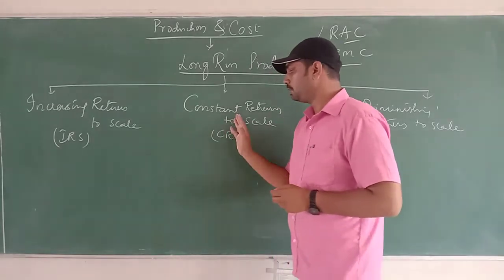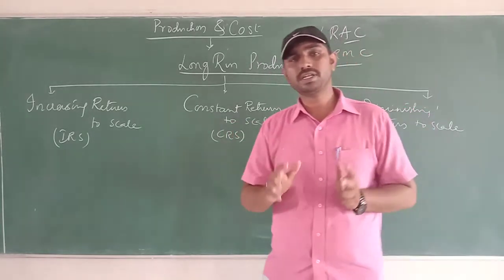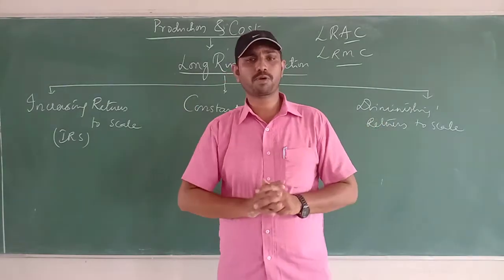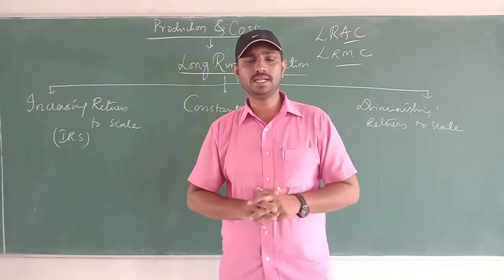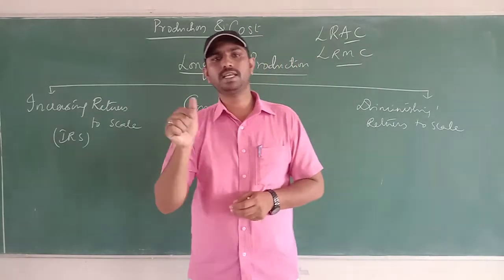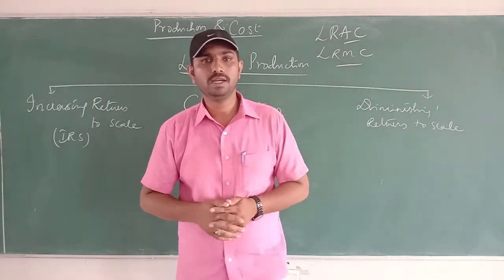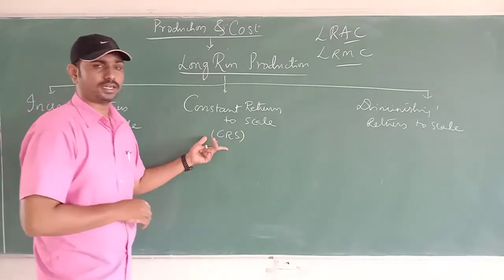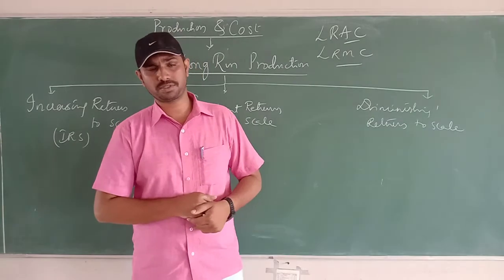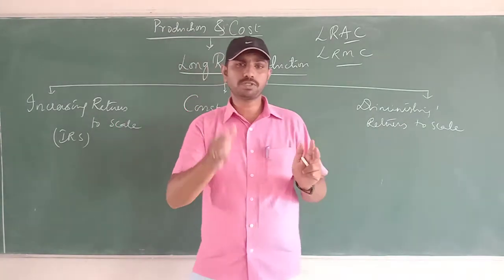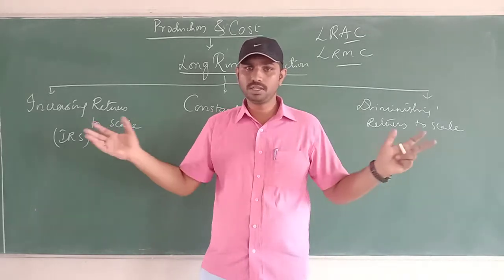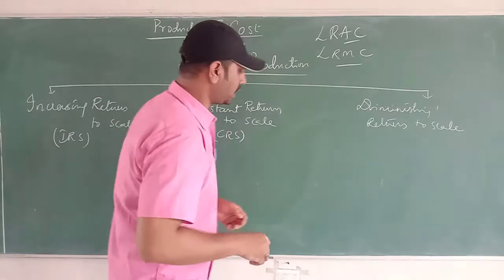Now coming to the next one, constant returns to scale. Constant returns, where the quantity of output remains consistently the same in the production process, is called constant returns to scale. It means the proportionate change in the quantity of output is equal to the proportionate change in the quantity of input. It is quite the opposite of IRS. Coming to the third one, diminishing returns to scale. Here the percentage change in output is less than the percentage change in input. All the three we can express in a single diagram like this.